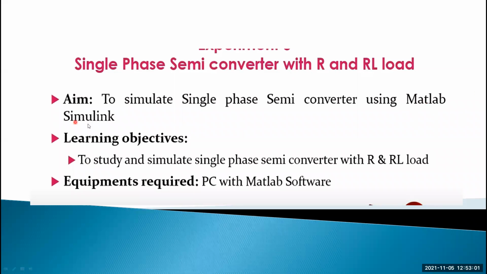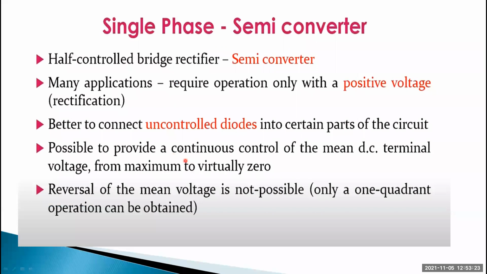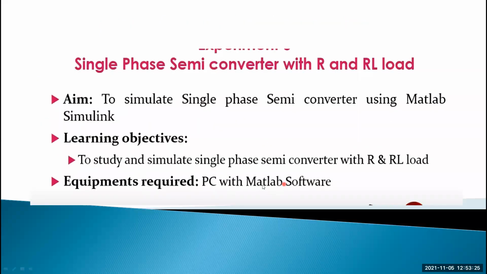By using MATLAB Simulink, we have to simulate, so we will get the different types of outputs across the load. The output voltage can be controlled by using this Simulink. So we can easily get the output waveforms by designing the single phase semiconverter in MATLAB. It's simple, and it requires only MATLAB software. By using MATLAB software only, we have to design this single phase semiconverter.